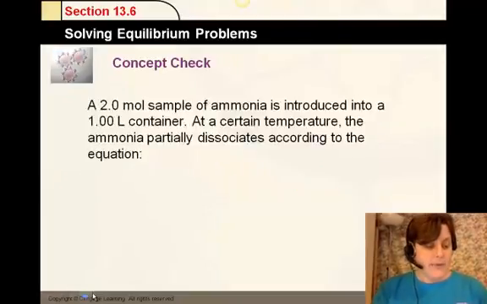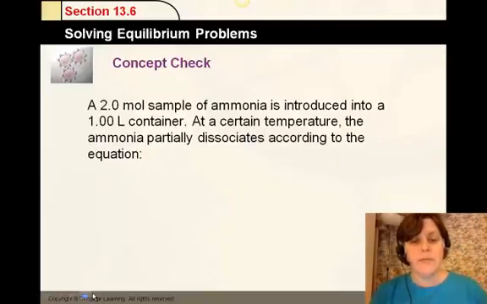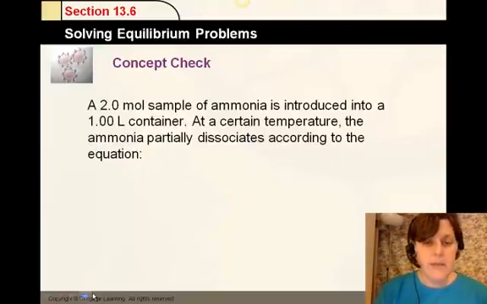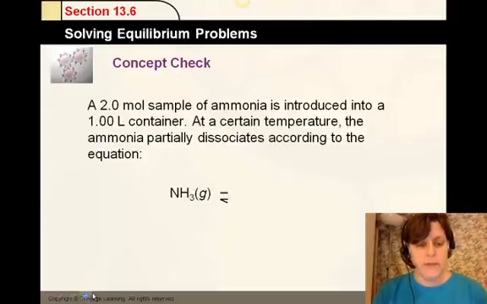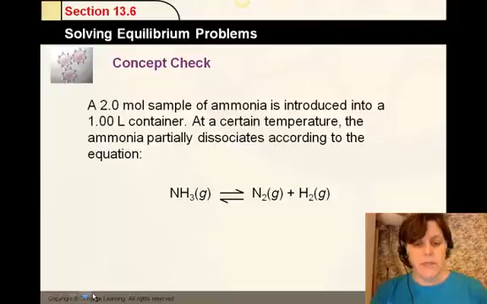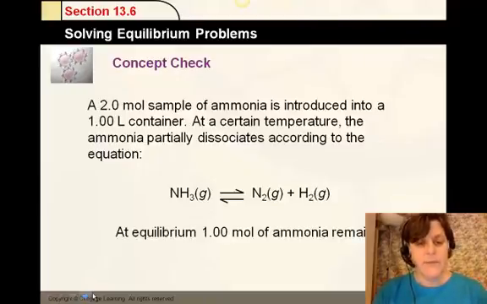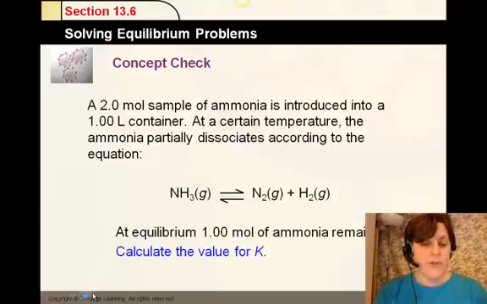So let's look at an example of a question you might see. A 2-mole sample of ammonia is introduced into a 1-liter container. At a certain temperature, the ammonia partially dissociates according to the equation NH3 yields N2 plus H2. And the question asks, at equilibrium, 1 mole of ammonia remains. Calculate the value for K.